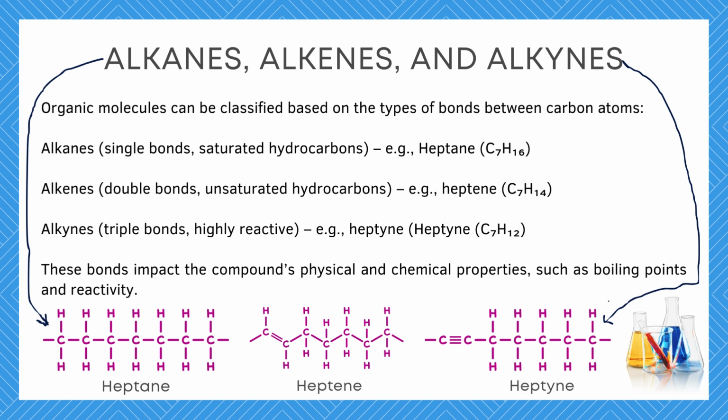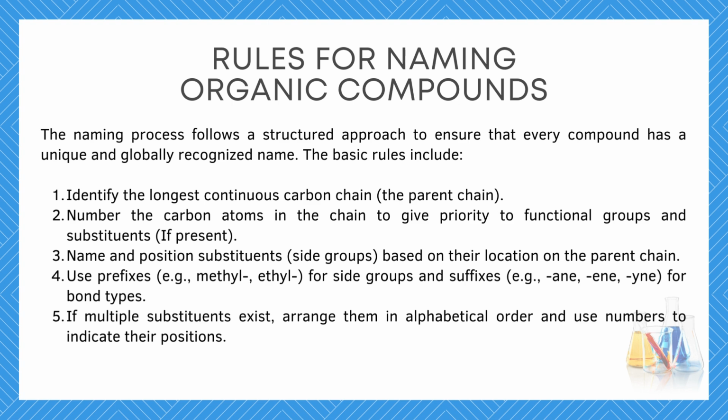As you can see here, the second example, heptene, which is in the middle, has a double bond at the first carbon, which doesn't allow the bonds to spread around it. So that's why it is called unsaturated. The third example, alkynes. Alkynes are unsaturated hydrocarbons that have triple bonds in their structure, and they are highly reactive. All right, so these bonds impact the compound's physical and chemical properties, such as boiling points and reactivity.